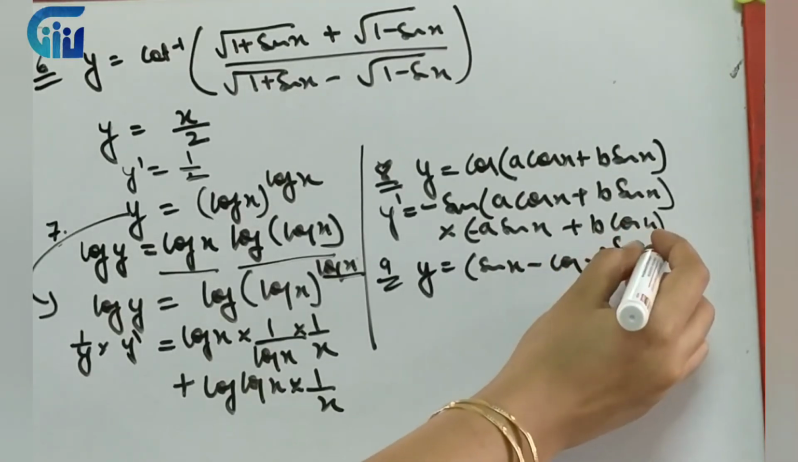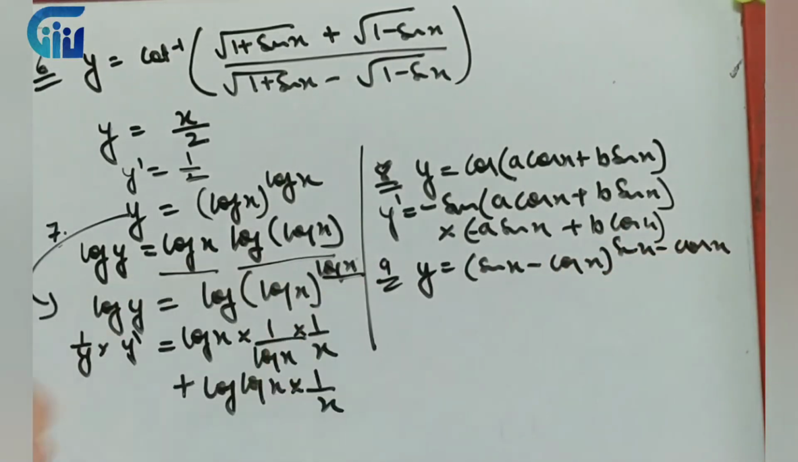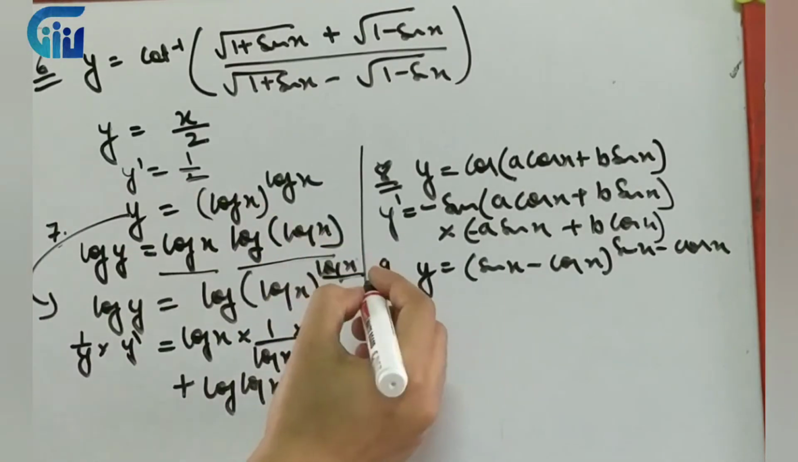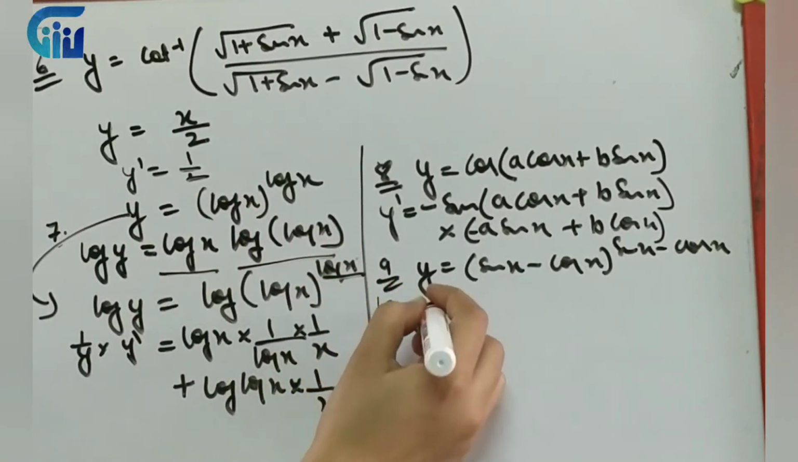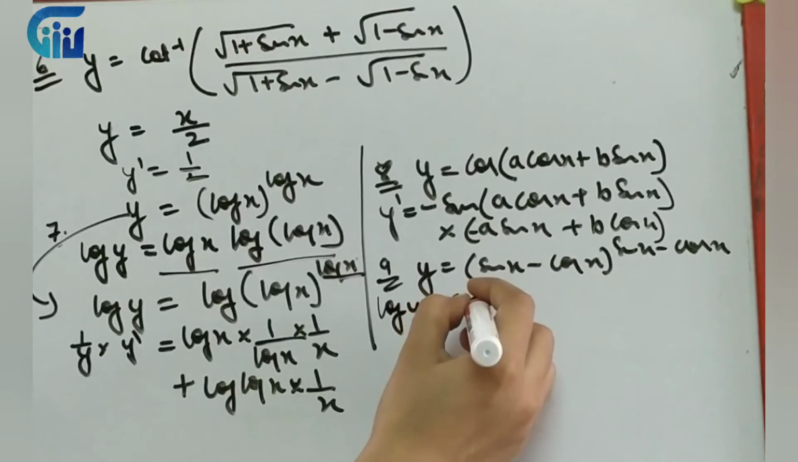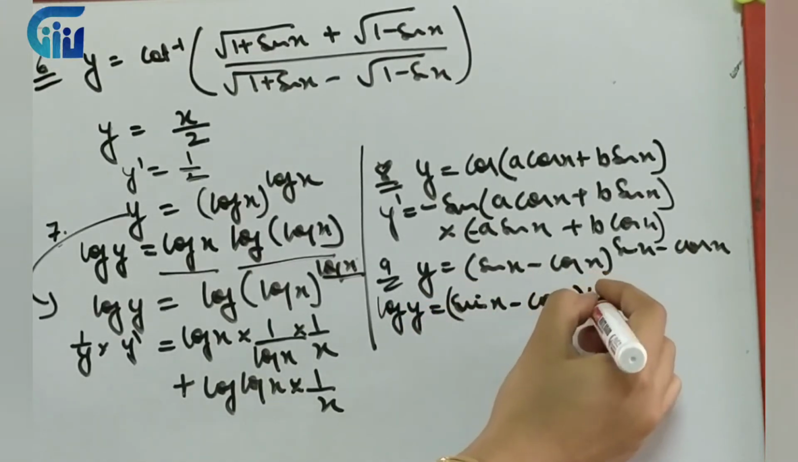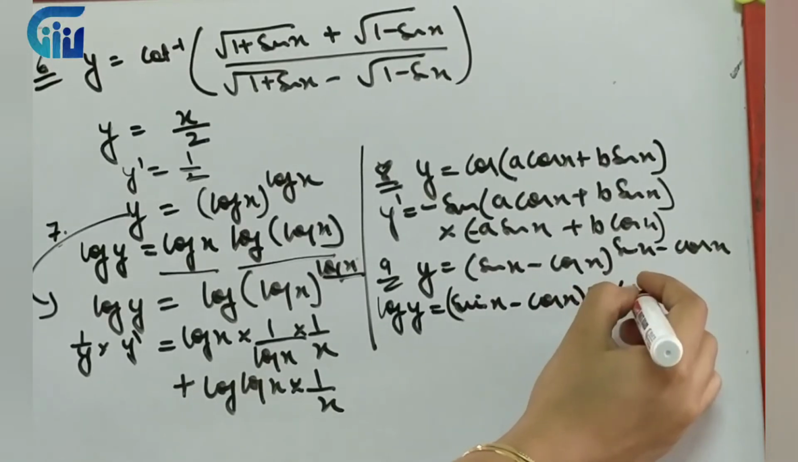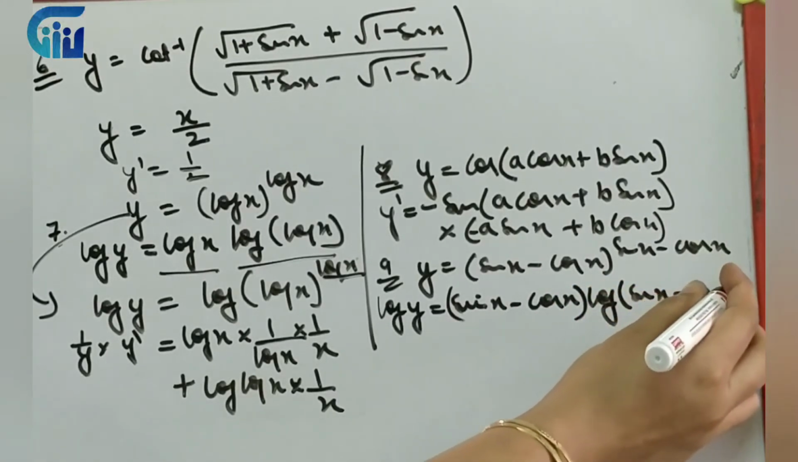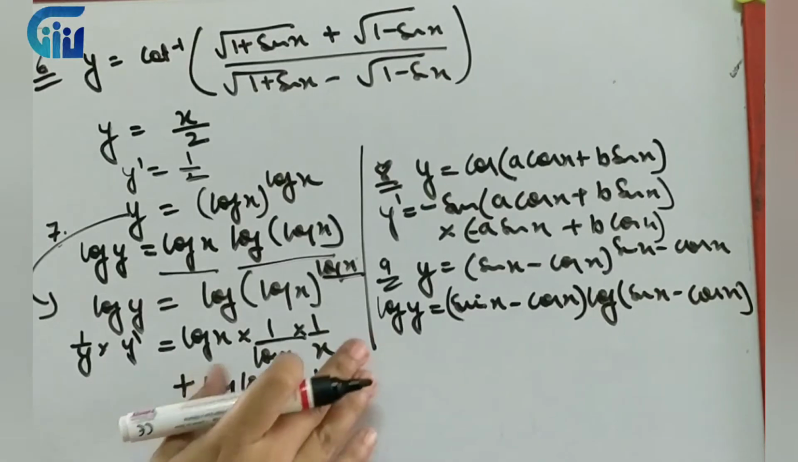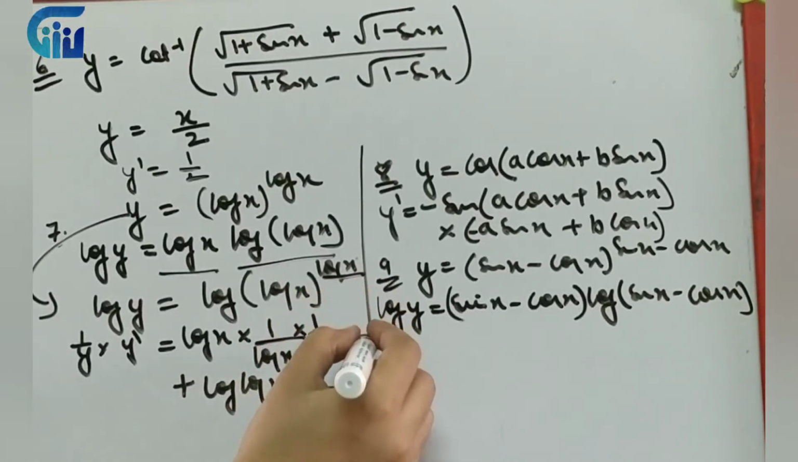Whole power is also sin x minus cos x, right? So sin x minus cos x, the whole power is sin x minus cos x. Again, the power of a wave function is a function. So we will take log of both the sides. So log y is equal to sin x minus cos x, then log of this sin x minus cos x, right? So if I write the derivative, what will I get?